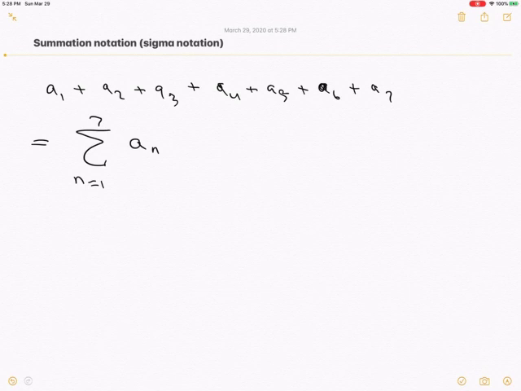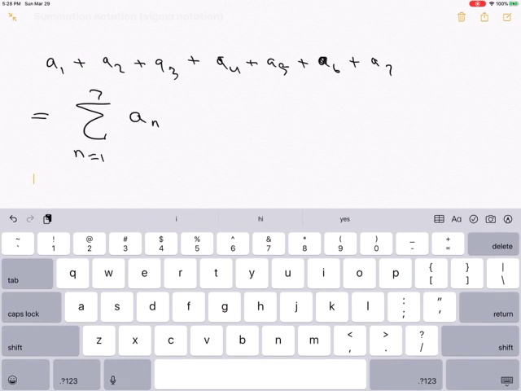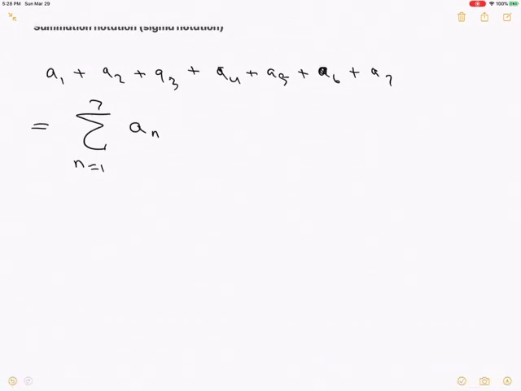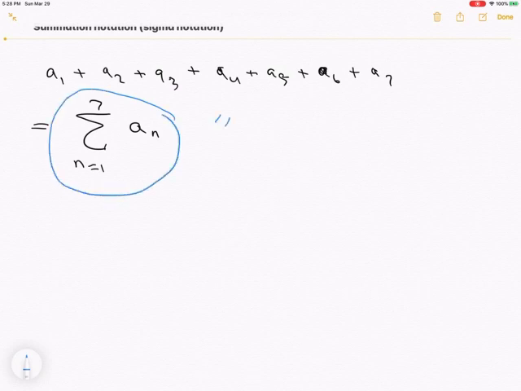I'll explain this notation, and I'll tell you how to read this symbol here. When you see this whole thing, in words it is the sum from N equals 1 to 7 of A sub N. That's how you would say this in words. This is the summation: the sum as N goes from 1 to 7 of A sub N.